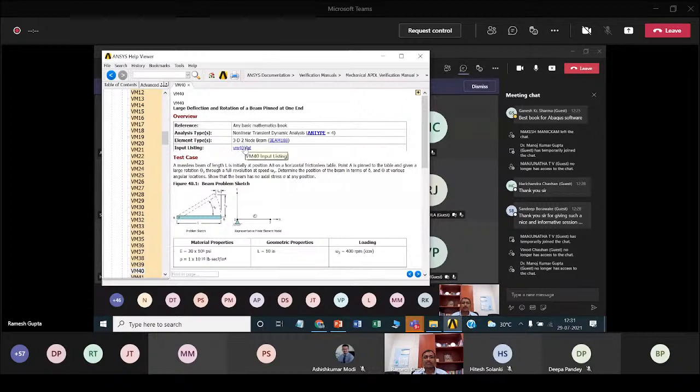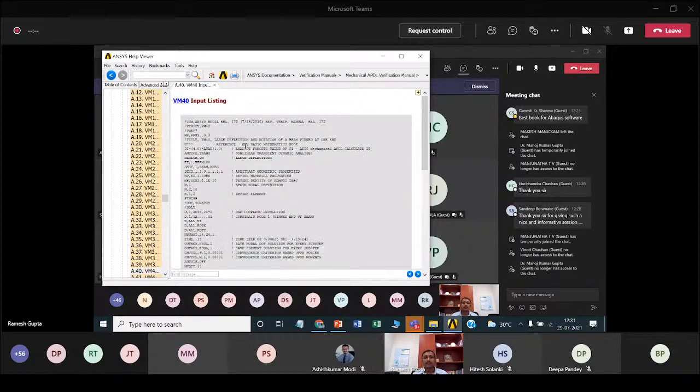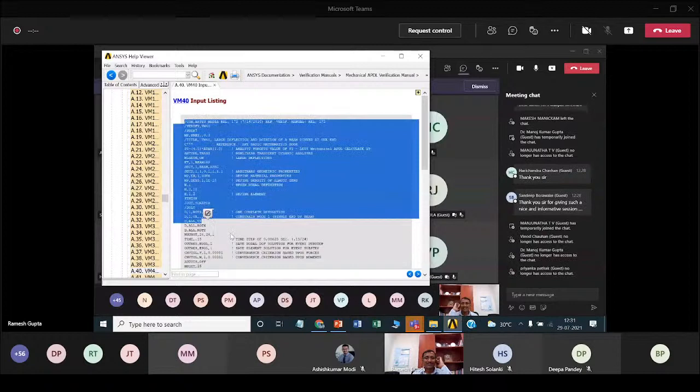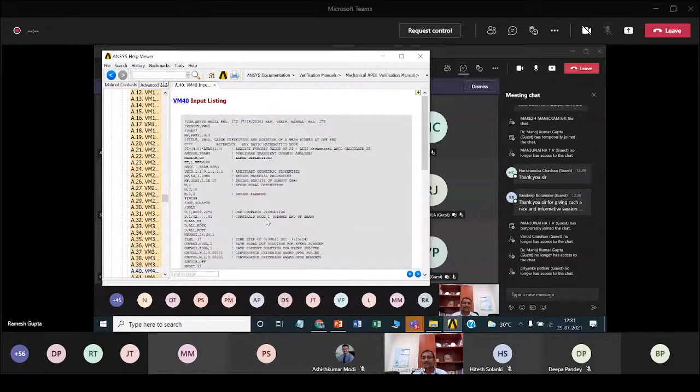Another very good thing is the input listing. You can just copy and paste it into APDL. I'm just talking about mechanical APDL. I'm not very comfortable with Workbench, so I'm talking about this. I'm an old guy, so I look at APDL. This is what we can make use of.